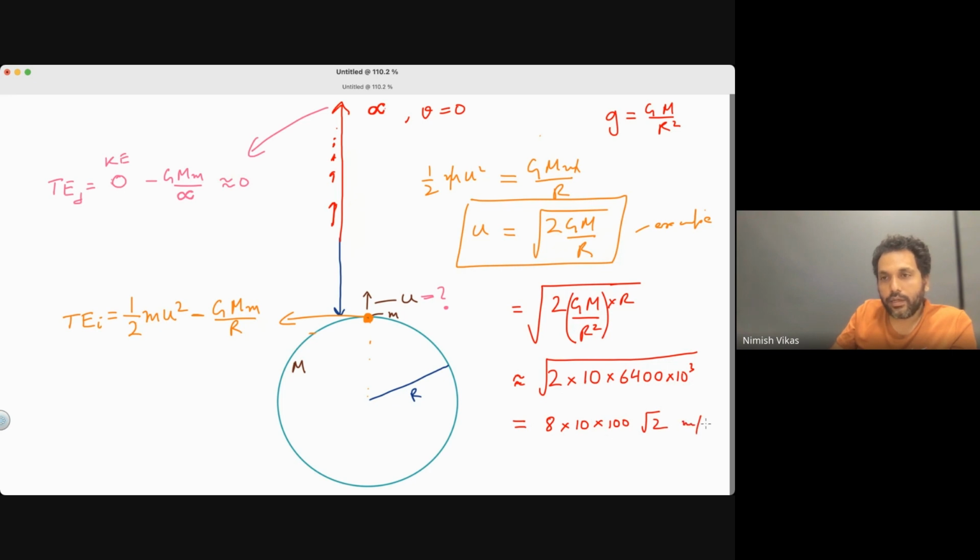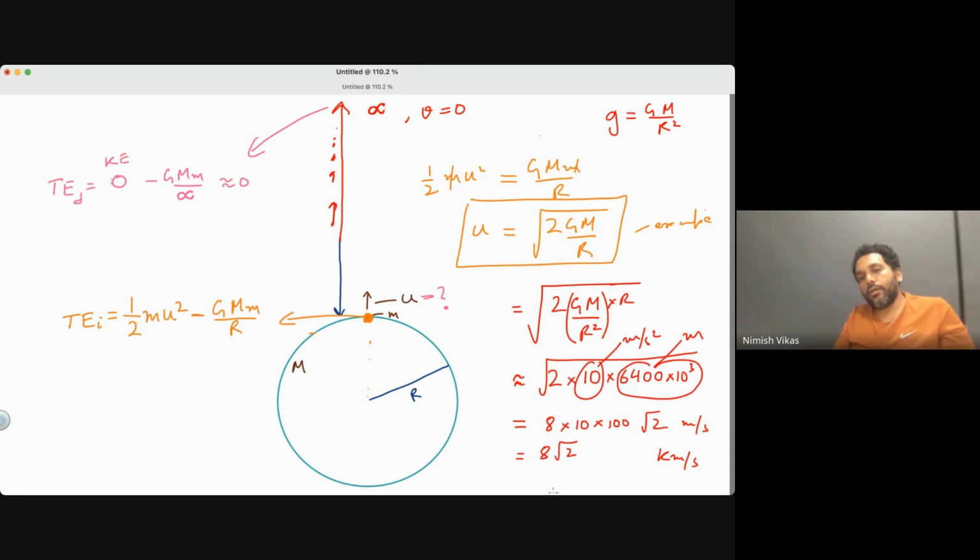Is that clear? Meter per second, because that was the unit I have used. This was meter per second square, and this was meters. The meter square per second square on under rooting gave you meter per second. So this 1000, I can just eat up and call it kilometers per second. So the answer is 8 root 2 roughly. Root 2, if you wish, you can write as 1.4. So 8 into 1.4, 8 plus 3.4, roughly 11.2 kilometers per second.